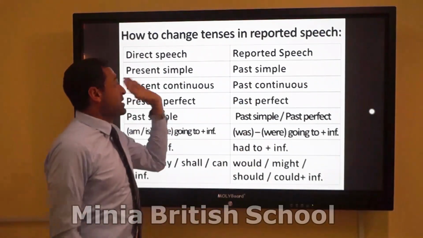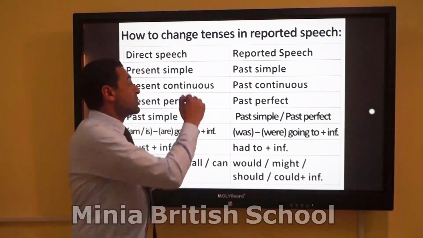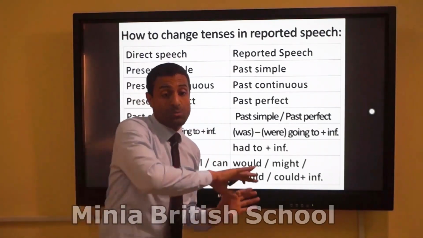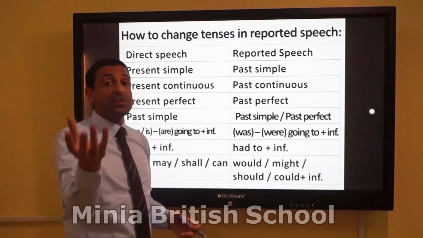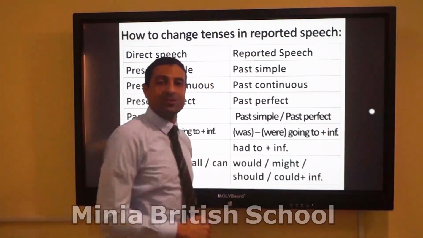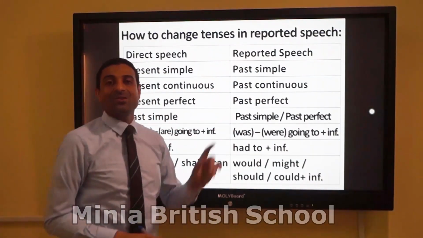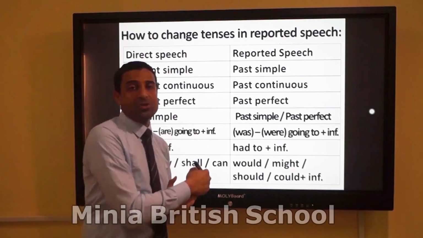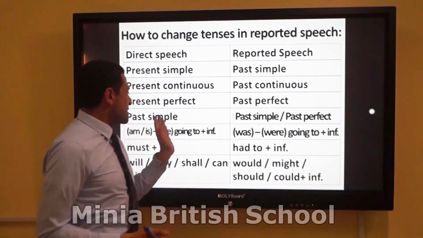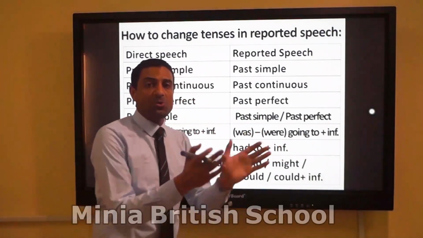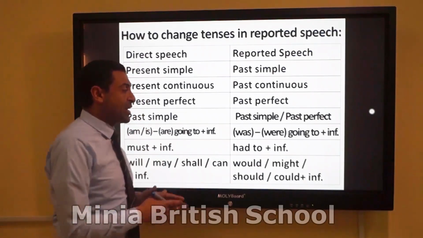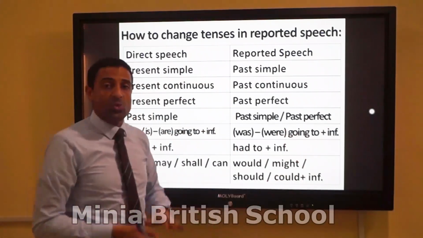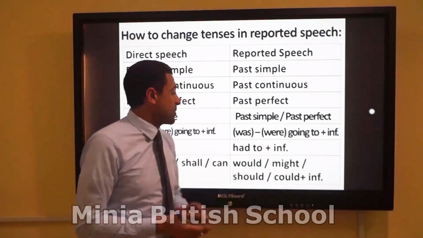And if it's simple, it will be simple as well. Continuous, continuous. Perfect. But remove the word present and switch it to the past. Switch it to the past, as you can see. And here, if you have this form for the future, am/is/are going to, the verb to be and going to, it's a form of future. How can I change this one? I will change it to was or were going to. Was or were going to for the reported speech.